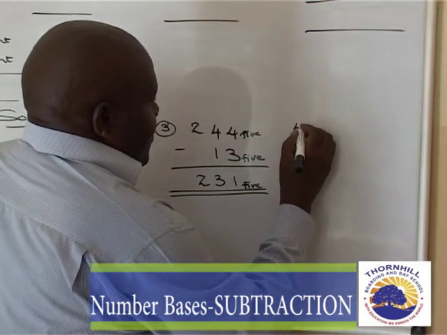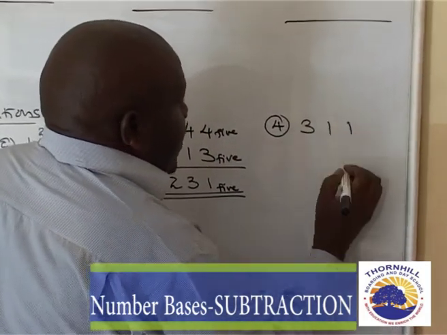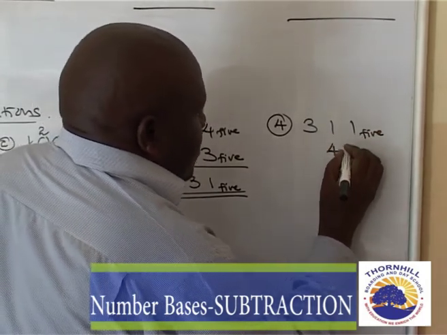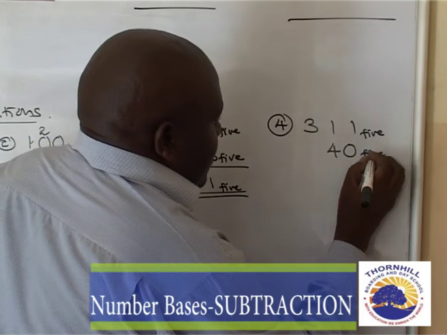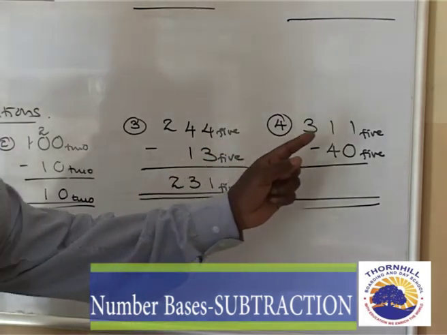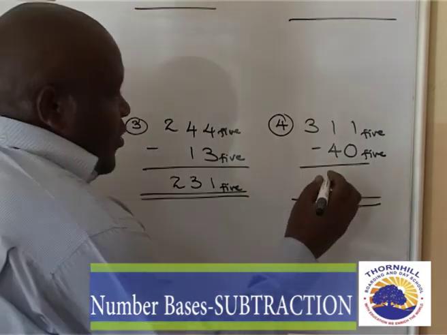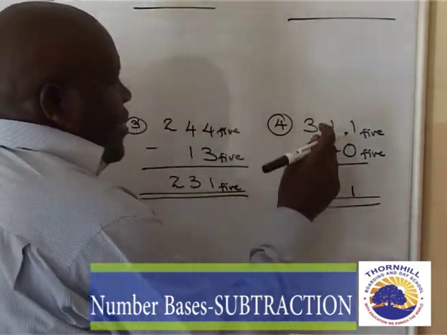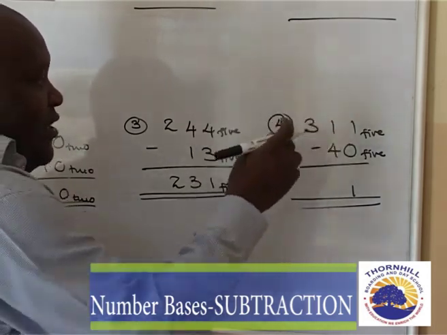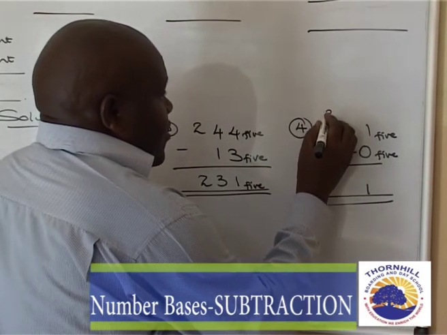Let's go to the next one. Still in base 5. 311 base 5, take away 40 base 5. 1 take away 0, it will give you 1. Then 1 take away 4. This 4 is bigger than this one. We say if the 1 is less, we get a 1 from this 3. We remain with a 2.